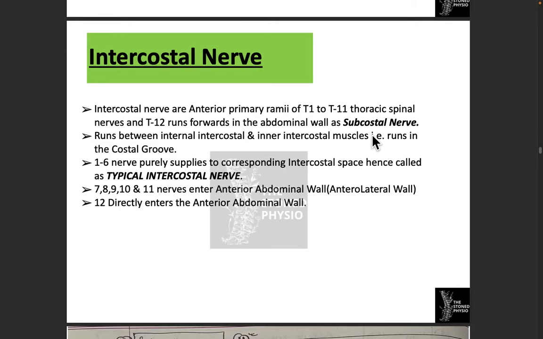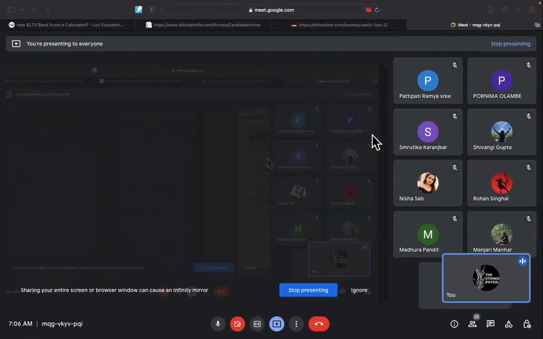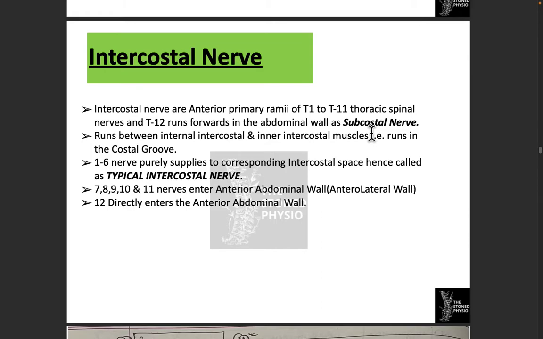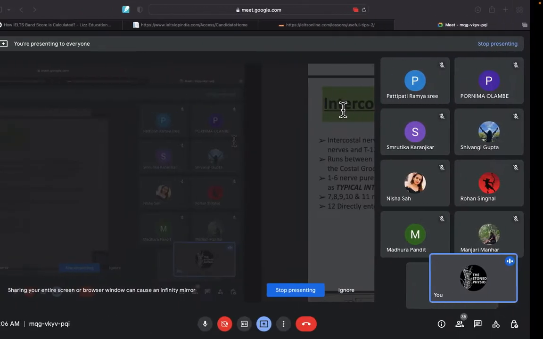So here we are supposed to talk about the intercostal nerves. It means those nerve roots which are responsible to supply the region or area related to the thoracic region. So we talk about the levels T1 up to T12, because C7 to T1 is more or less responsible to supply the upper limb.